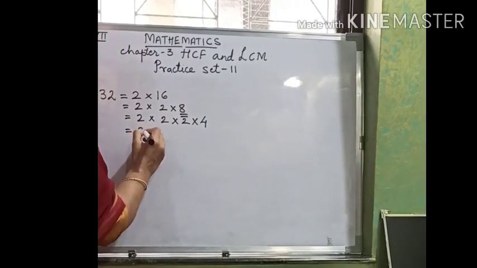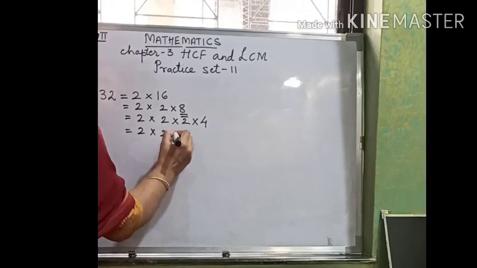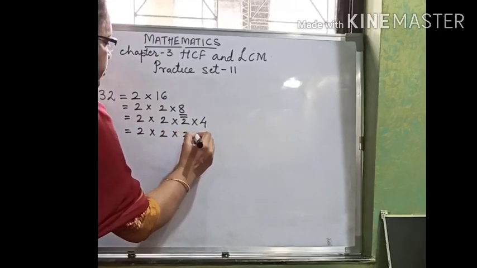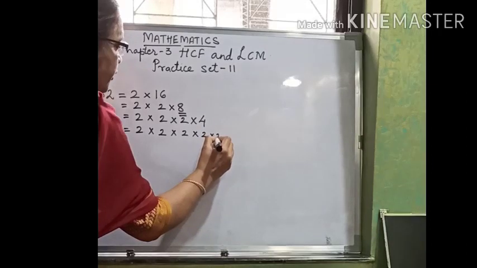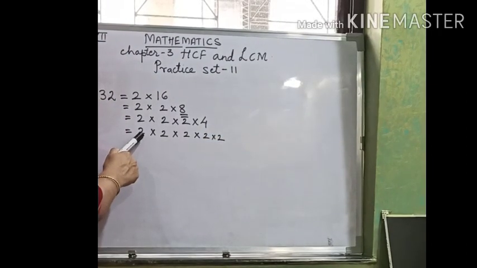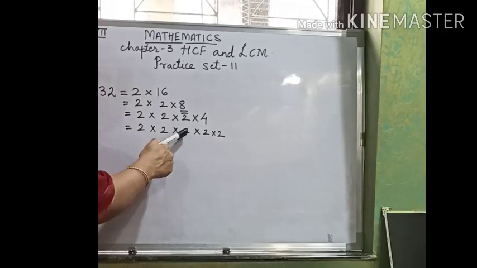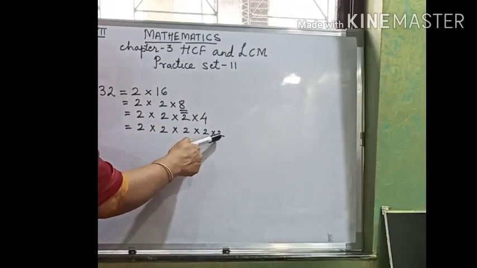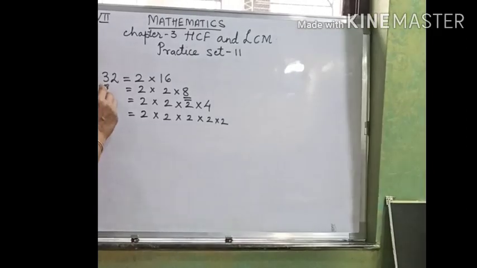So therefore we have 2 multiplied by 2 multiplied by 2 multiplied by 2 multiplied by 2. So the last step, 2 multiplied by 2 multiplied by 2 multiplied by 2 multiplied by 2 is the product form of 32.